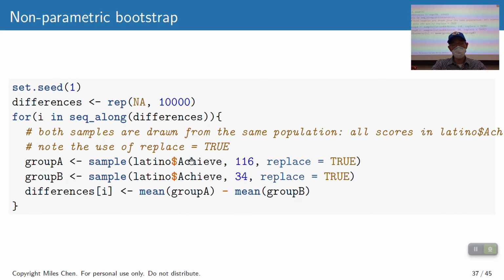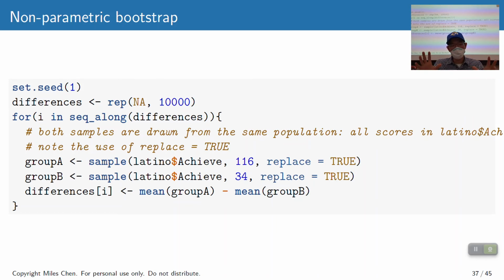I'm sampling that column. So this Latino$achieved, this is a column of 150 values, and I'm going to sample 116 of those values with replacement, and throw that into group A. I'm going to take 34 values from this sample with replacement, and throw that into group B, okay? And so who ends up in group A and who ends up in group B is just completely random, and they are both coming from the same population. This is what would happen if the null hypothesis were true.